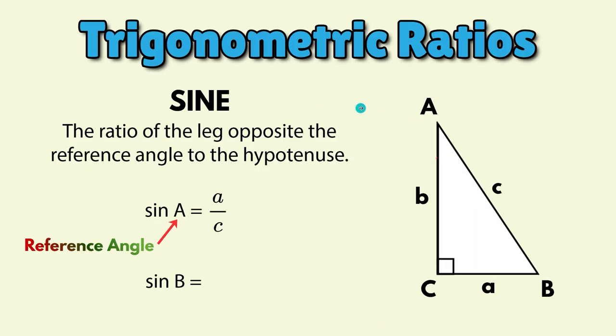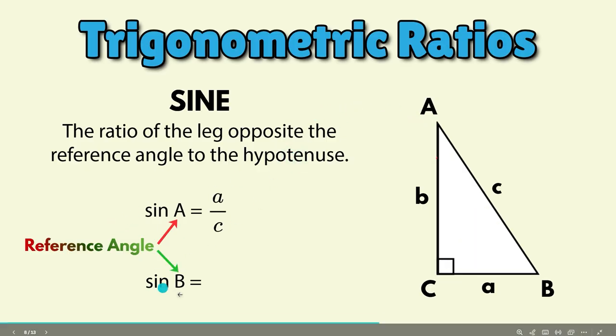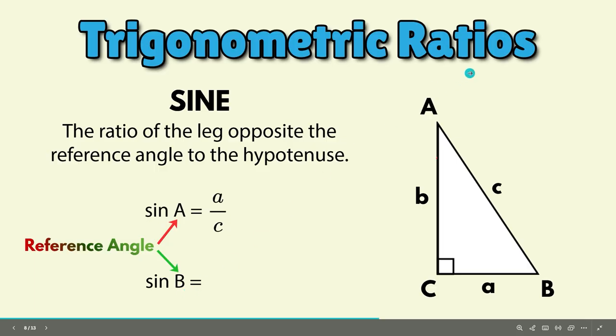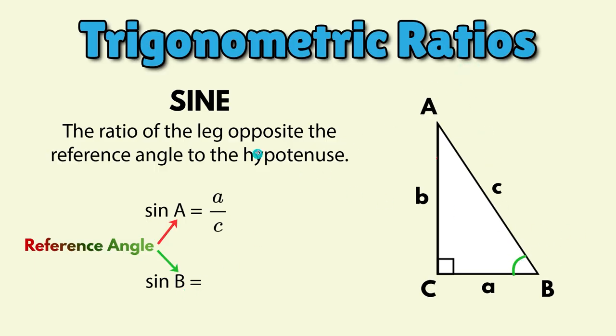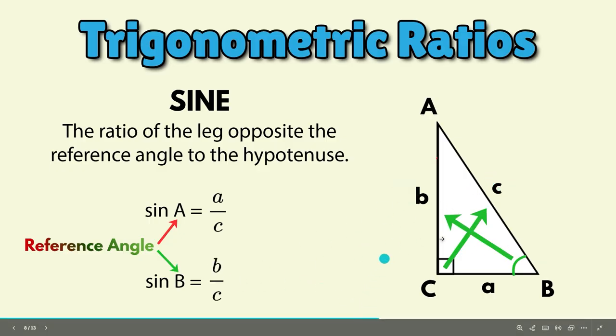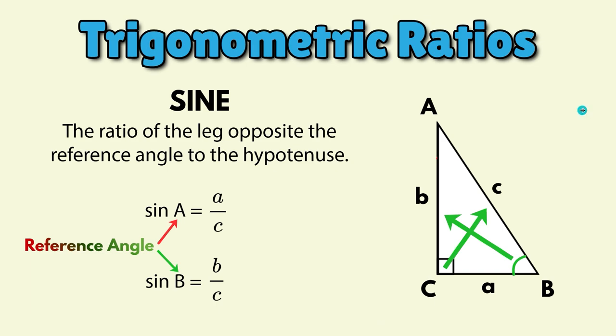They could have also asked us to find sine of B. In that case, B is our reference angle. Sine is the leg opposite, so in this case that's lowercase b, to the hypotenuse c. So sine of B will then be b over c. And that's our sine ratio.